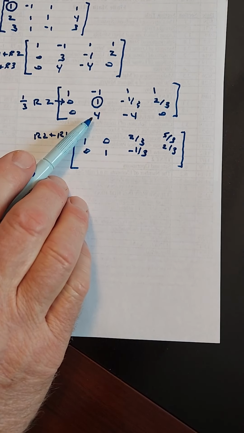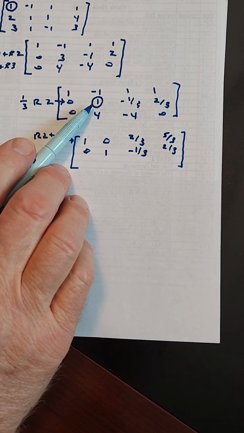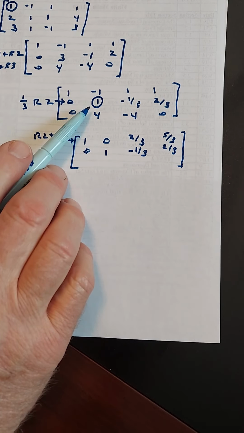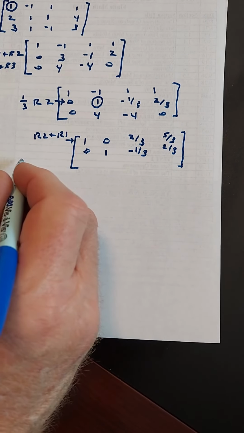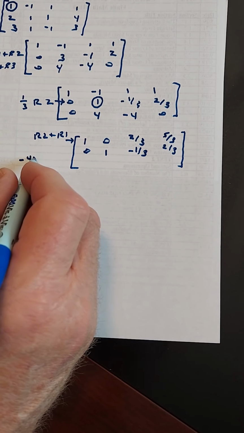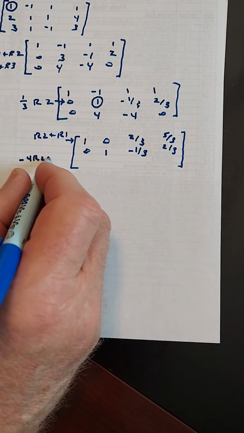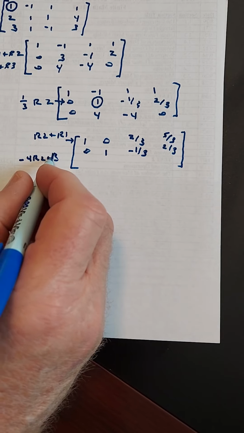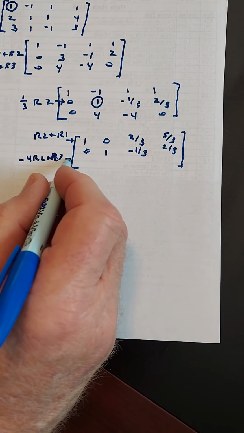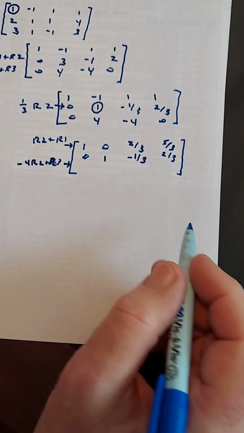And then we want to get a 0 here. Remember, we're pivoting around the 1, which means we're getting zeros in the other two spots. So to get a 0, I'm going to take -4 times row 2. I'm going to add it to row 3. Oops, put my answers in row 3.